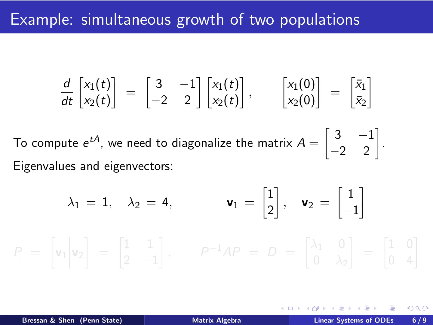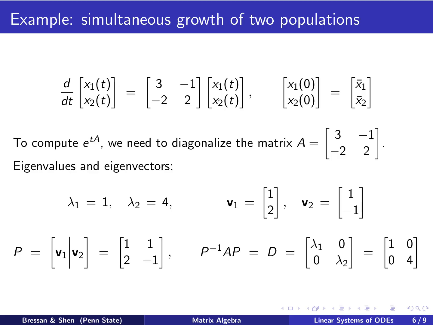Then we need to go through the computation of eigenvalues and eigenvectors. If we carry that out, we'll have two eigenvalues, 1 and 4, and two corresponding eigenvectors, v1 and v2. With this information, we can form the P matrix, which collects the two eigenvectors. And then I know that P inverse times A times P will be a diagonal matrix with the eigenvalues on the diagonal, and putting in the values, it will be 1 and 4.